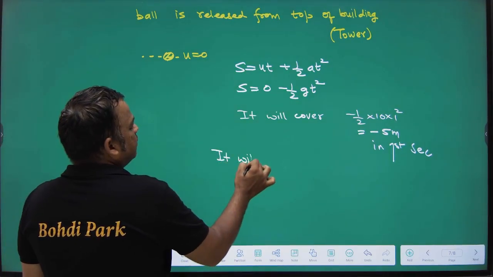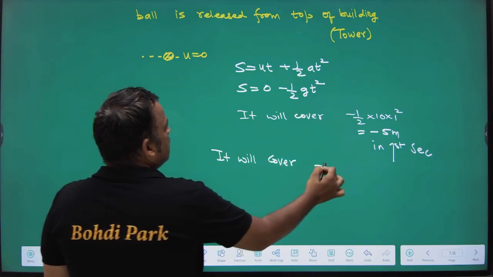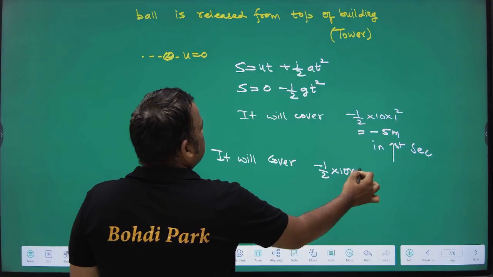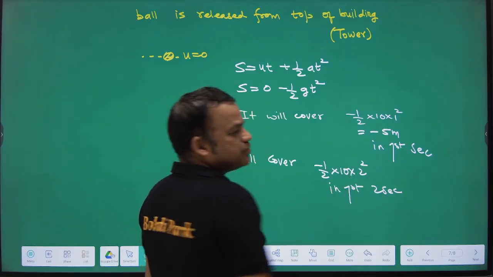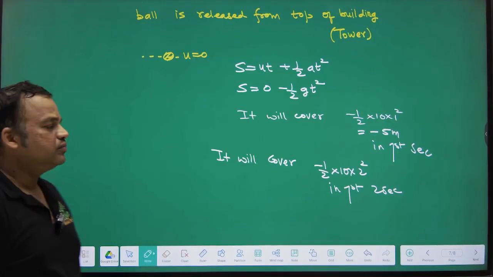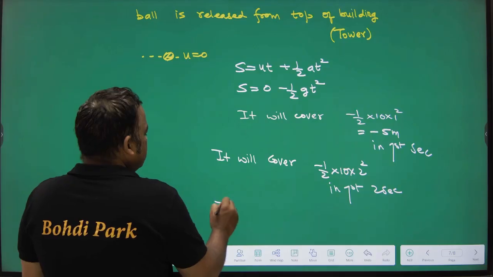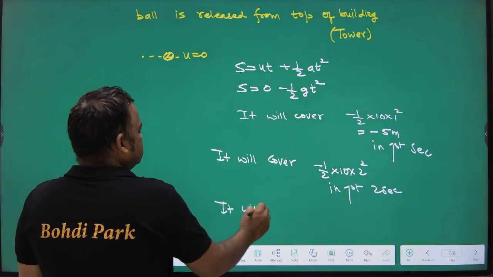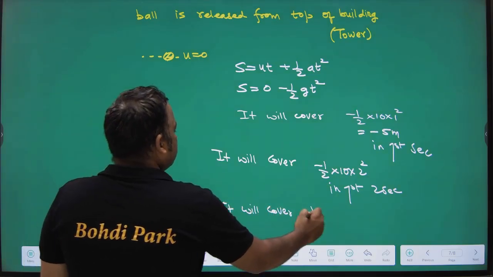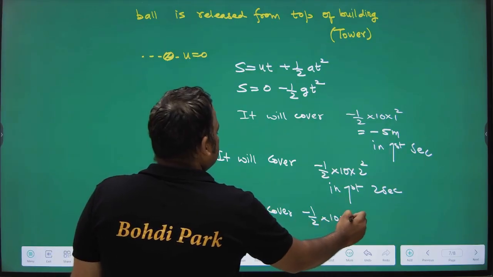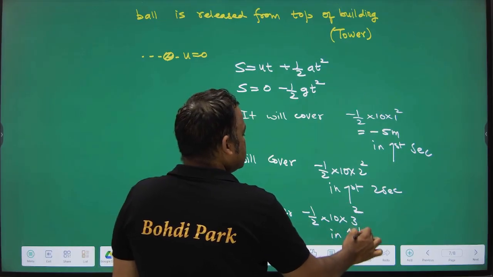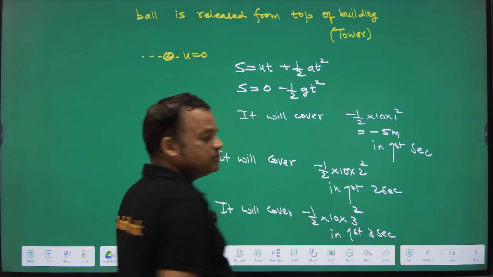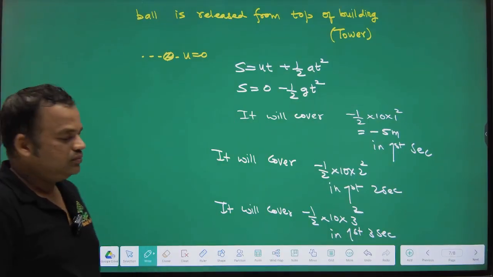And it will cover minus 1 by 2 into 10 into 2 square in the first 2 seconds. And it will cover minus half into 10 into 3 square in the first 3 seconds, and so on.